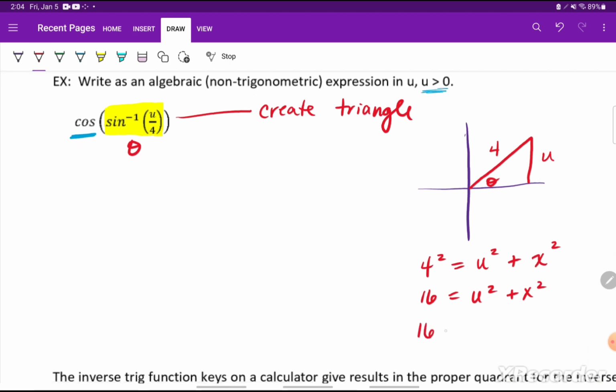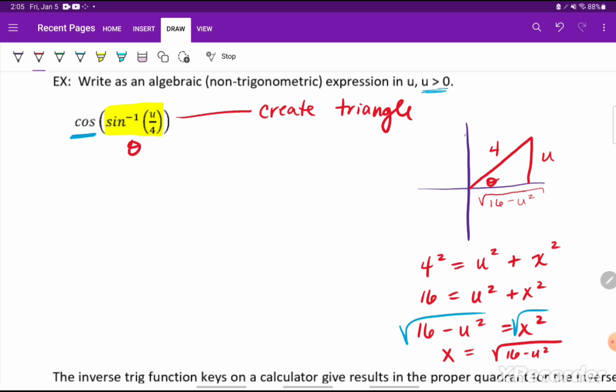Subtracting u squared over, and then we'll take the square root. We know a square root property, plus or minus, emerges, but since we're in quadrant 1, we know that x value is going to be positive. So this is going to be positive square root of 16 minus u squared. Because of the minus sign underneath of the radical, we can't break that up and do the square root of 16 and the square root of u squared. We just have to leave it as it is.